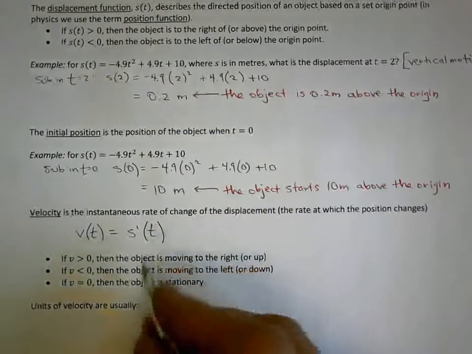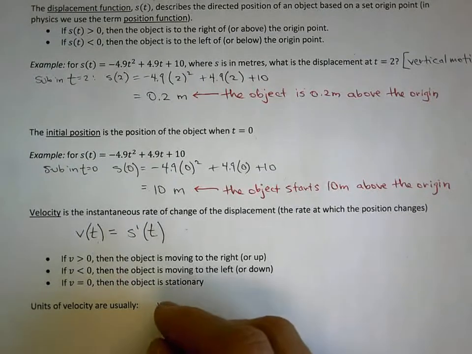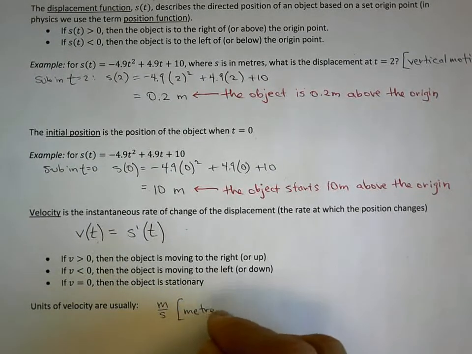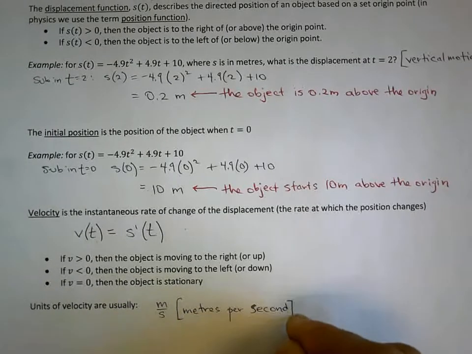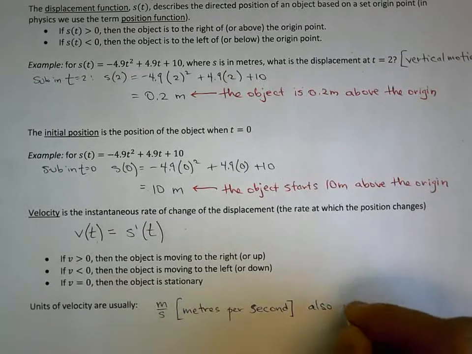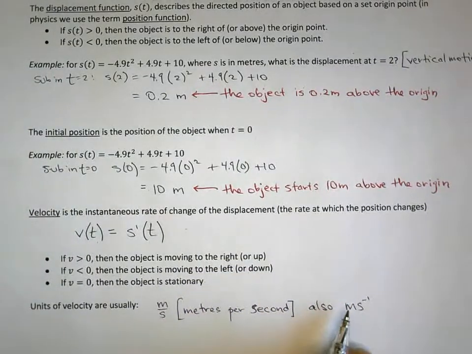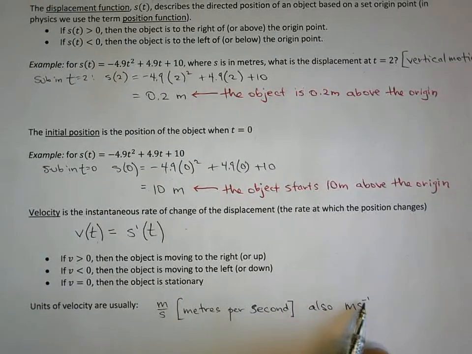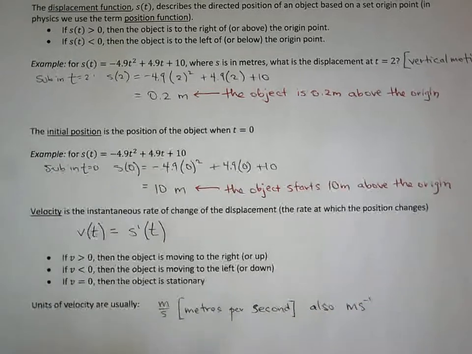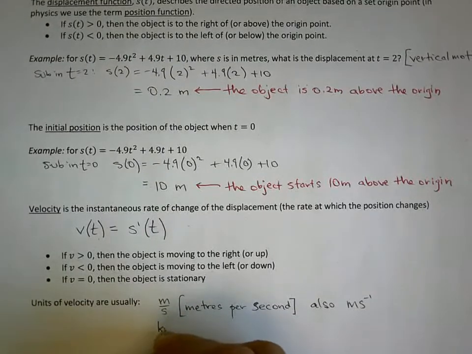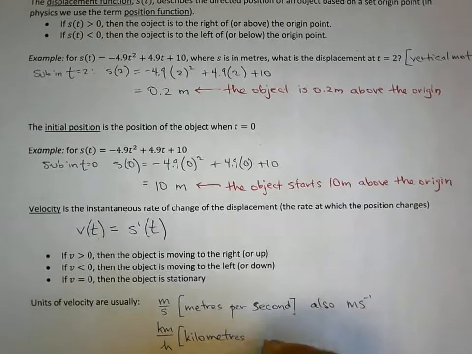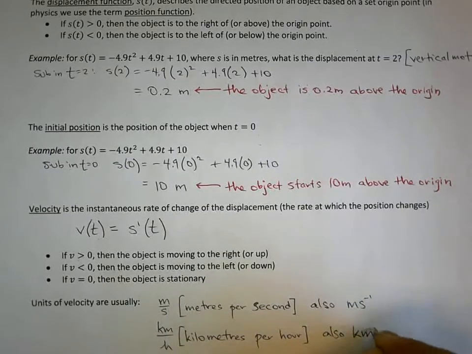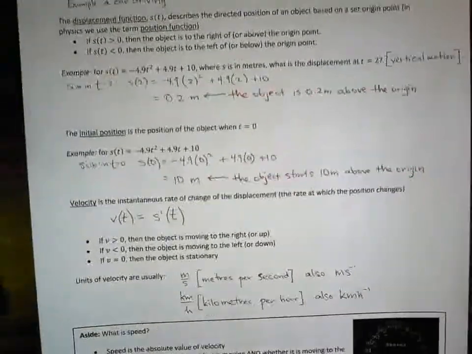The units of velocity are often meters per second, which you also might see, especially in IB, written like this: ms-1. The s-1, remember, means 1 over s, so it just means meters per second, or meters over second. Or the one you're probably more familiar with is kilometers per hour, which is also written as kmh-1.